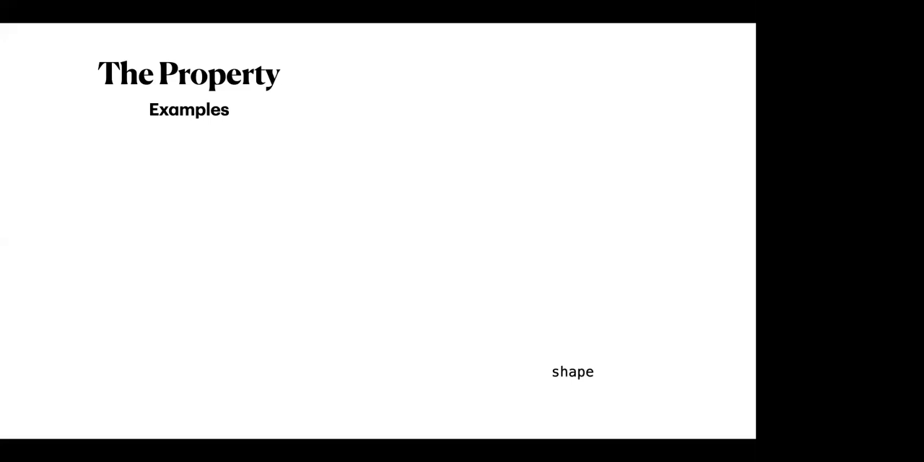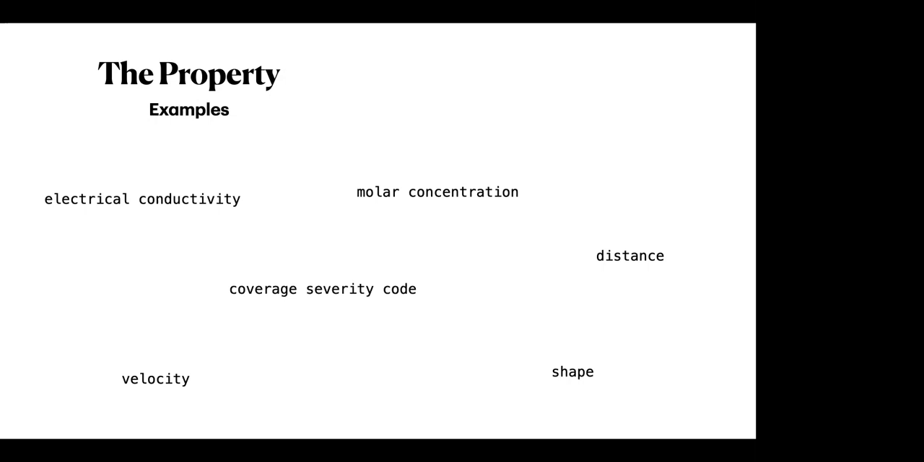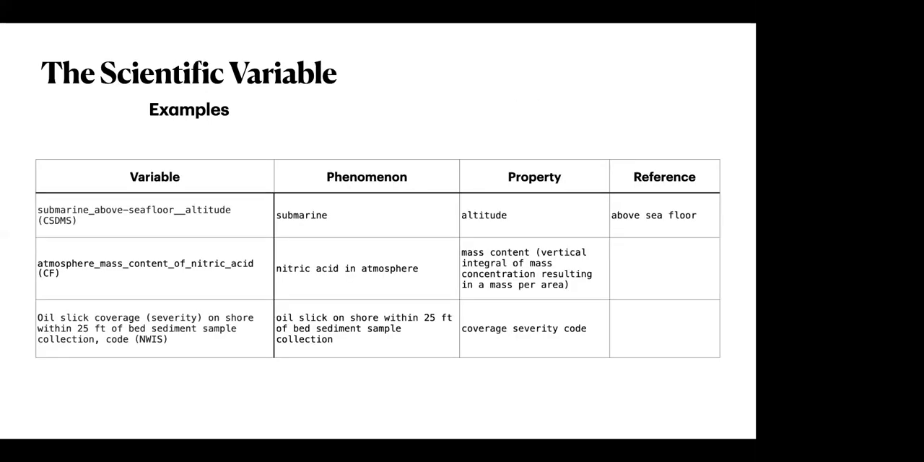And here are some examples of properties. We have qualitative properties such as shape, quantitative vector properties such as velocity, properties that may be between two different objects such as the sun and the moon, the earth and the moon. We have electrical conductivity, molar concentration, which is the property of some entity and another entity. We have coverage severity code, which you could think of as a sort of pseudo quantification of a qualitative property. We can have properties that are transformed by mathematical operations. But all in all, these are all properties.